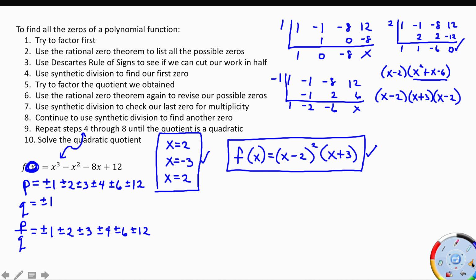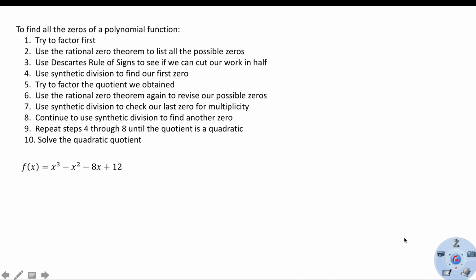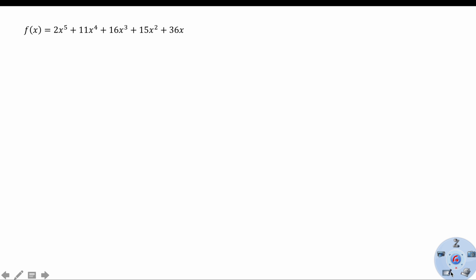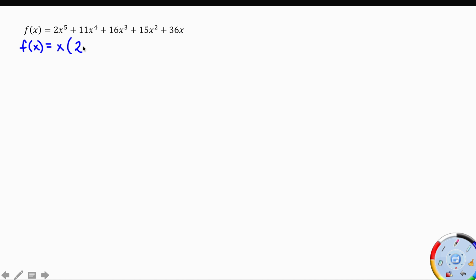All right, let's try that again. All right, how many zeros should we get for this function? Right, 5. I'm looking for 5 zeros this time. Okay, so the first thing I'm going to do is try to factor it. Hey, and I noticed that I can factor an x out. Don't forget, if you can do any factoring, do that right off the bat.